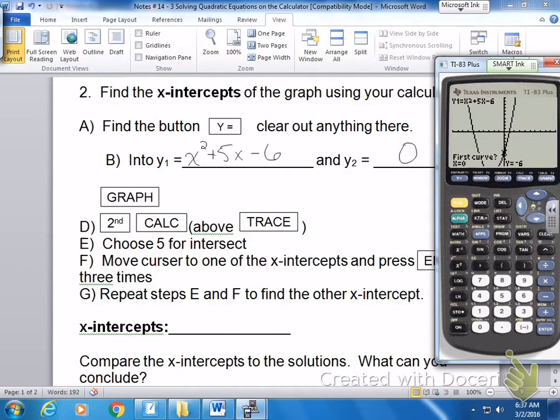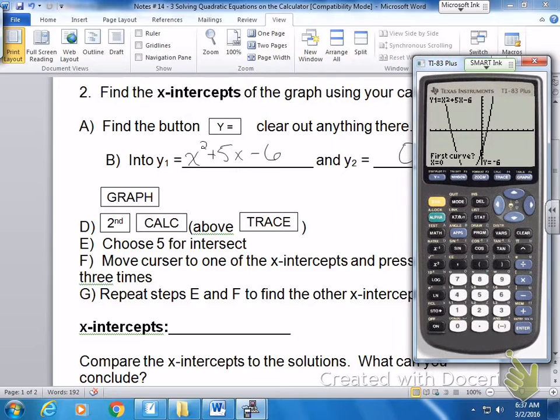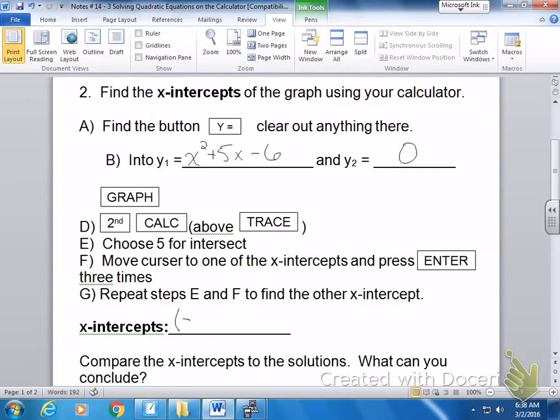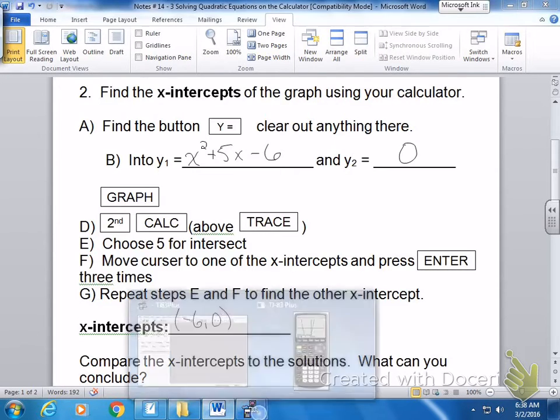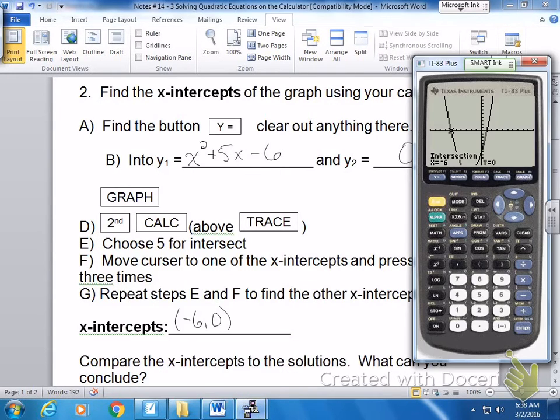Now it's going to bring that cursor up on your screen. Let me move this over a little. The same thing we saw yesterday. Now what you want to do, and it doesn't matter which one you do first, I'm going to move over to the left. You want to move your cursor close to one of those intersections. Then all you have to do is slowly hit enter 3 times. Then it gives us our intercept. Our first intercept is negative 6, comma 0, which matches one of our answers up on the top.